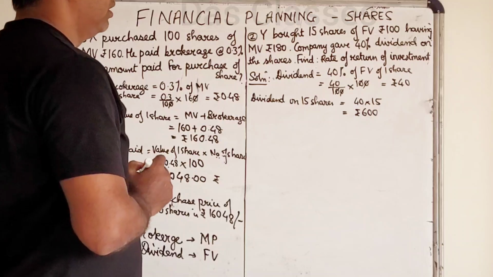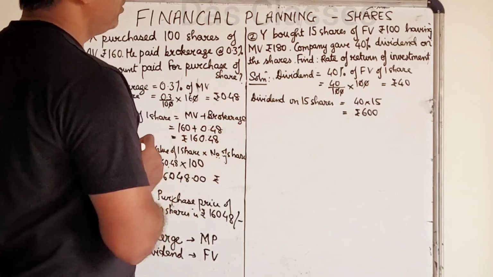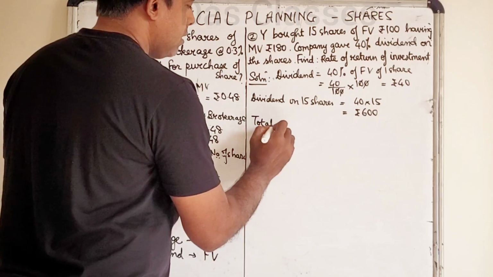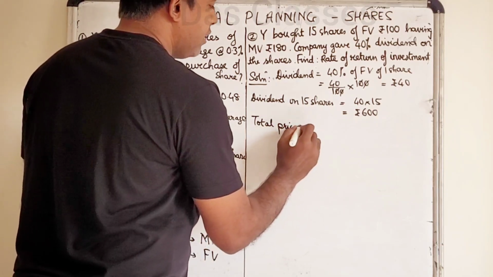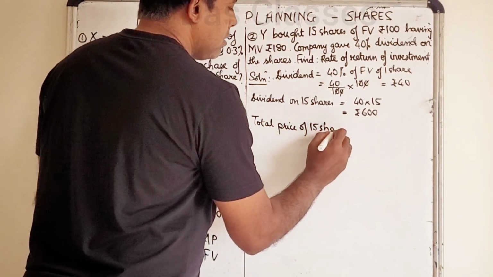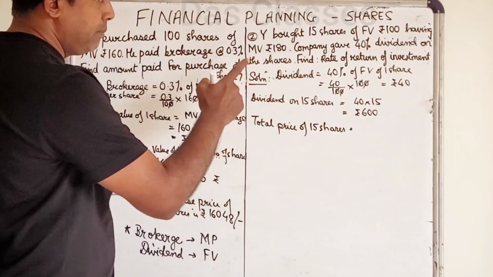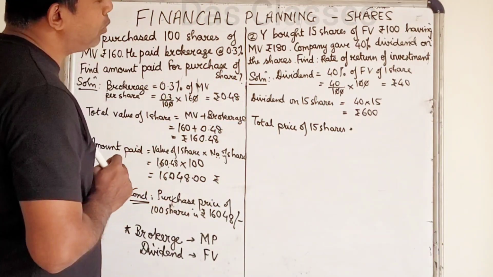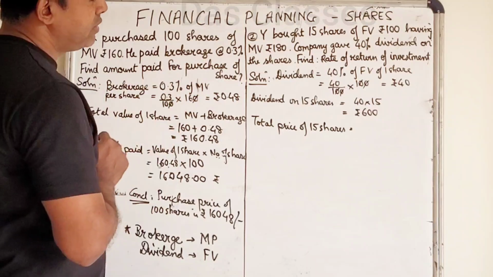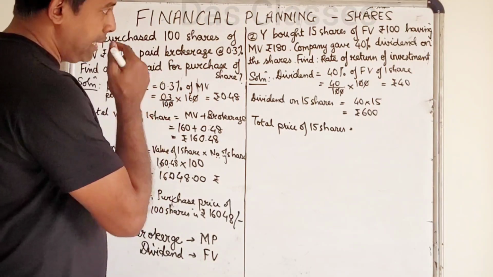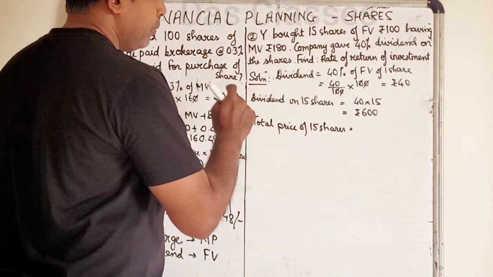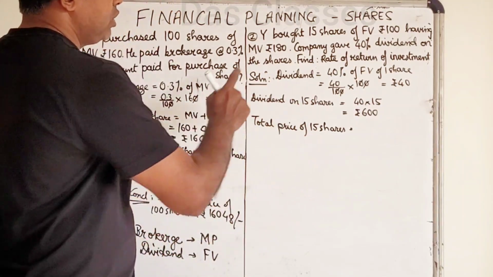Now what's the question? They've asked what is going to be the market total price of 15 shares. As you can see in this sum, no brokerage is considered, so we don't need to consider the brokerage. Like the case of the first example, I purposely took an example where brokerage is not given. So what would be the total price of 15 shares?